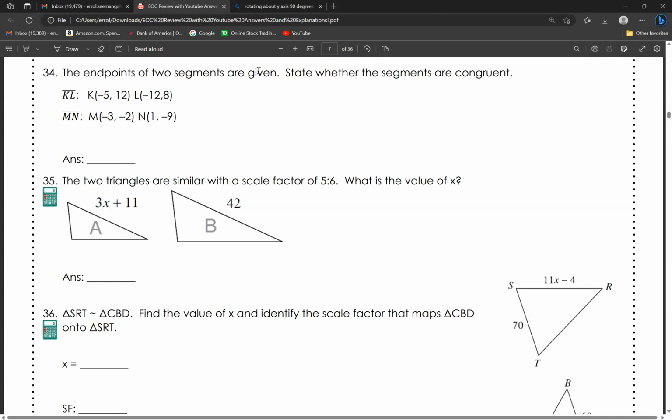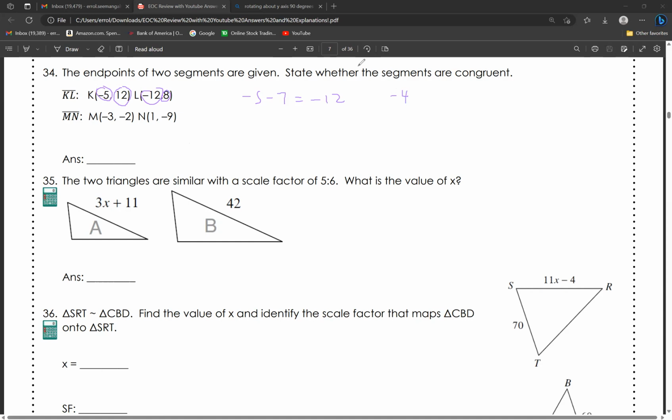Okay, so you just graph those two, and basically they would be congruent if they're the same length. So you just check your lengths on both of them. Let's see what we got. How do you go from -5 to -12? You subtract 7, right? -5 minus 7 is -12. And then how do you go from 12 to 8? You subtract 4, right? Is that the same thing? No, that doesn't make sense.